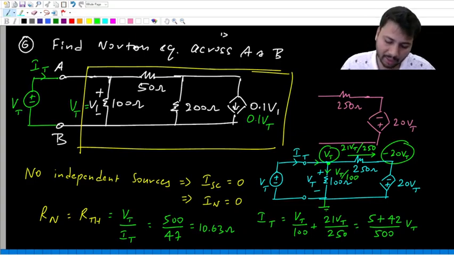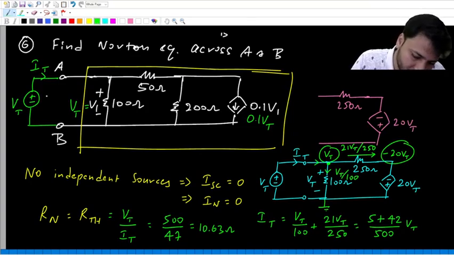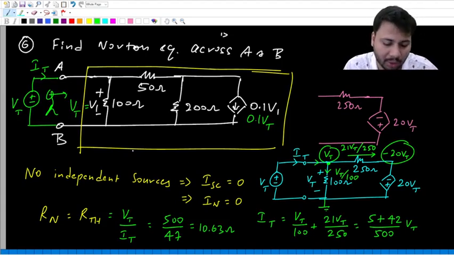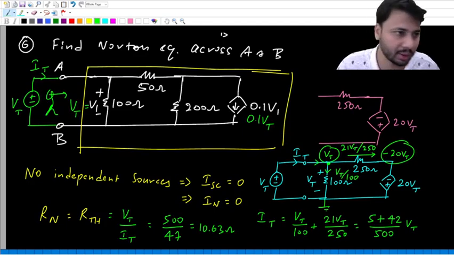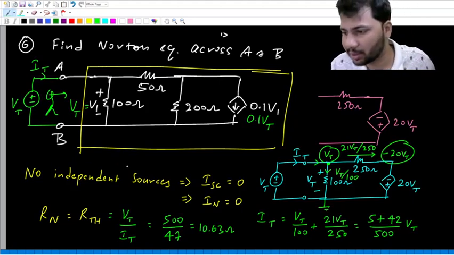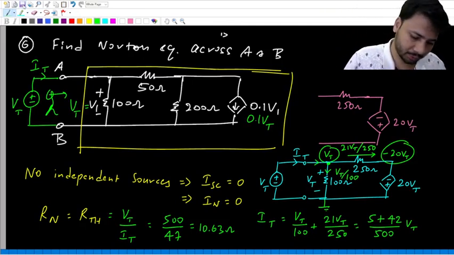So what is the Norton equivalent? The Norton current is 0, and the Norton resistance is 10.63 ohms. Again, for someone standing here and looking in this direction, he will only find a single resistance of value 10.63 ohms, nothing else. So this entire yellow color box will appear like a single resistance of value 10.63 ohms. Okay.